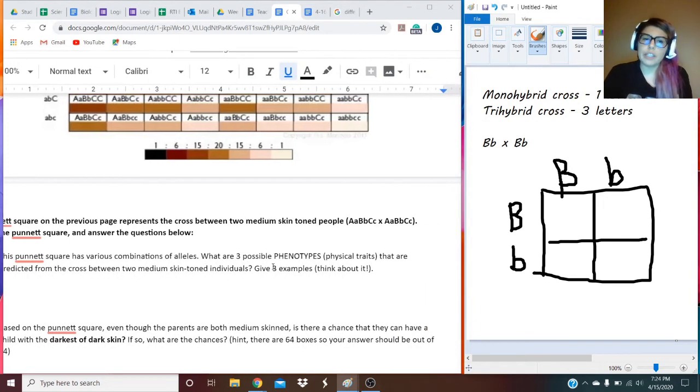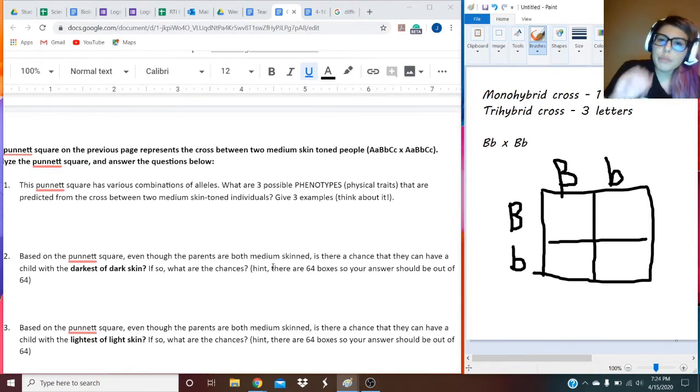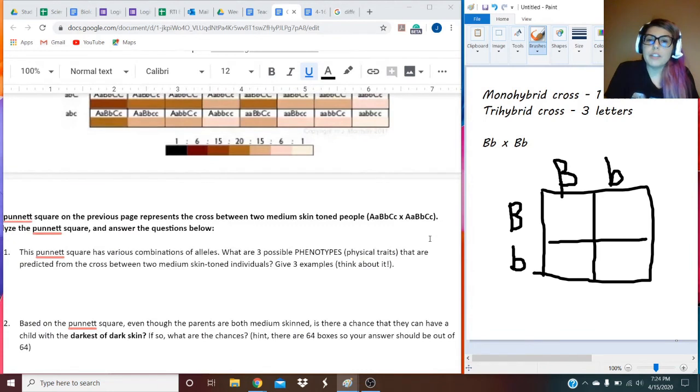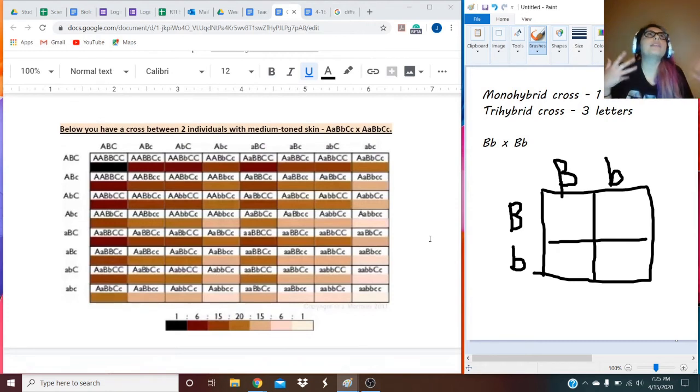Okay, so this Punnett square has various combinations as stated earlier. We've already talked about this because instead of the monohybrid, with one letter, we're dealing with 3 letters. So more complications, however, more combinations. Number 1: what are 3 possible phenotypes? Physical, what do we physically see? Give 3 examples. So what is the trait that we are talking about? Well, we're talking about skin color. If they were to have a baby, what do I expect to see? 3 possible options.